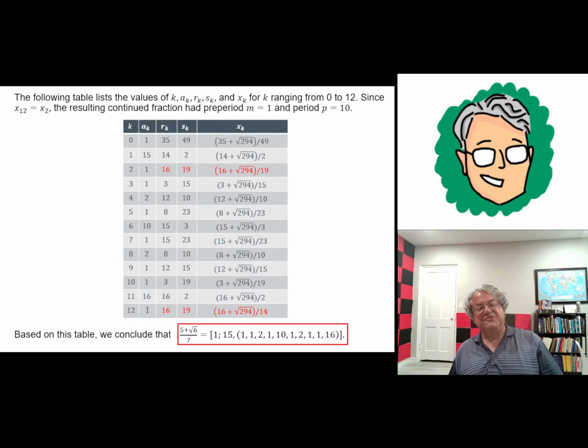And then you notice that it starts repeating; it repeats from a sub 2 to a sub 11. And the coefficients that are repeated are just the ones I show here in parentheses: 1, 1, 2, 1, 10, 1, 2, 1, 1, 16. So that is the answer. That's the continued fraction of 5 plus square root of 6 all over 7. So that's how you do that.